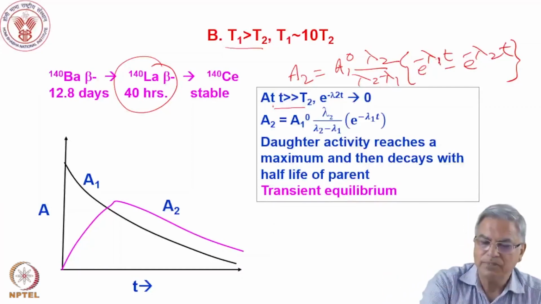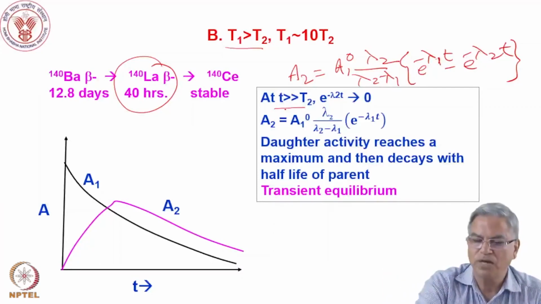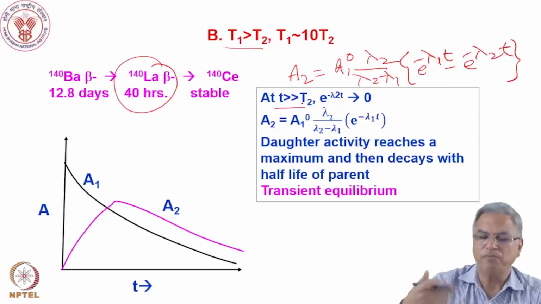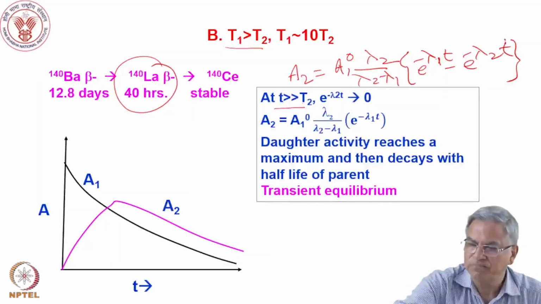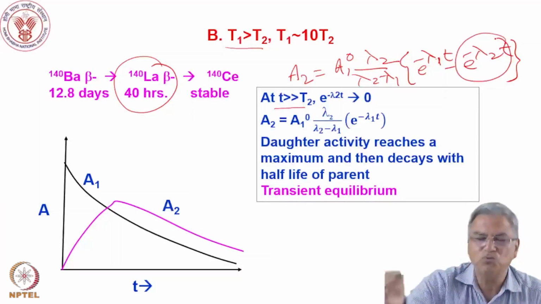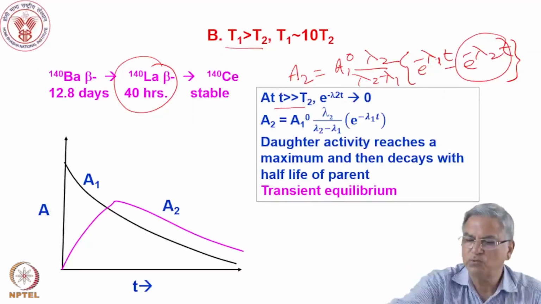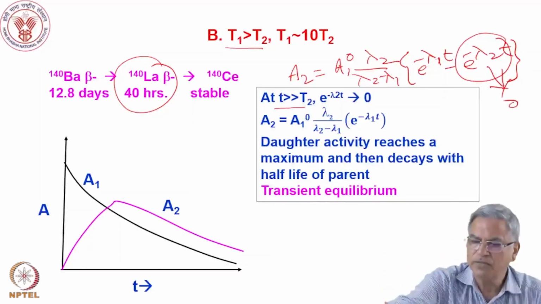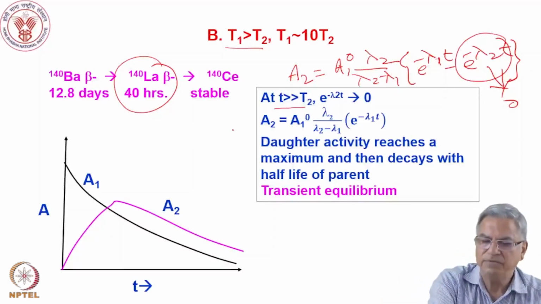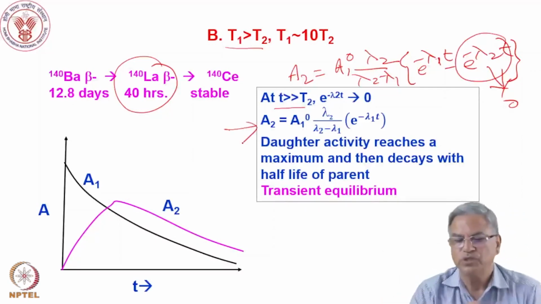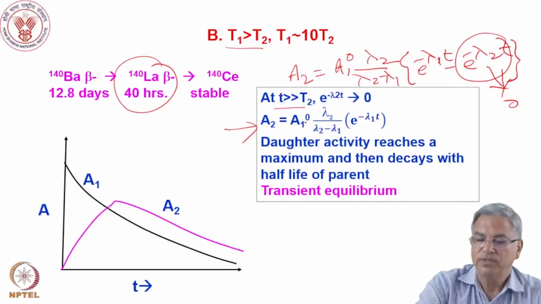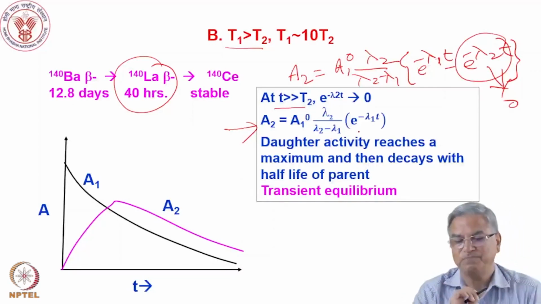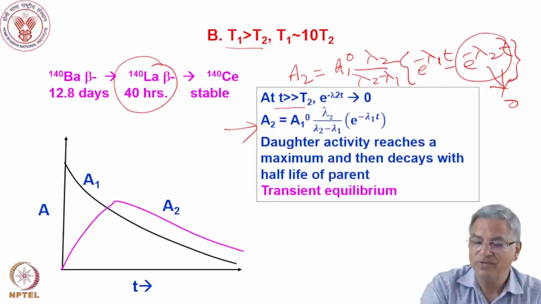So when the time elapsed is much more compared to the half-life of the daughter, the daughter being short-lived, after several half-lives of the daughter, the term e raised to minus lambda 2 t tends to 0 because lambda 2 is very high. When this term tends to 0, you can see here the activity of daughter A2 equals A1(0) lambda 2 upon lambda 2 minus lambda 1 times e raised to minus lambda 1 t. You see here what is happening now.